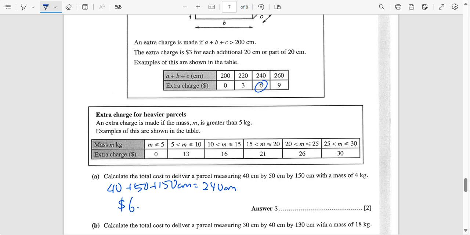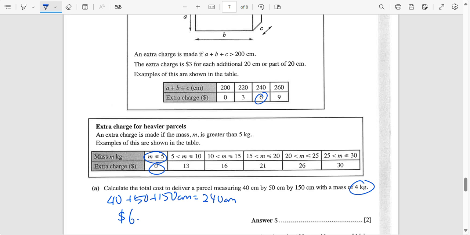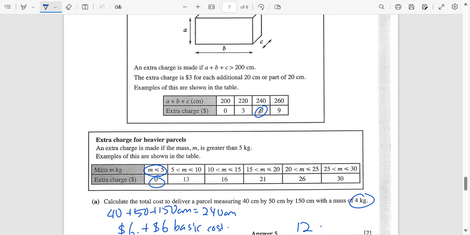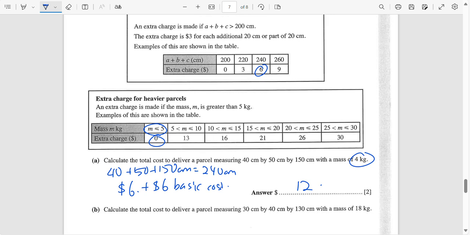And it is 4 kg. So 4 kg is no extra charge because your mass is less than 5. So you need to plus the $6 basic cost. So total is $12 because there's a basic cost of $6 and there's additional cost of $6. So in total it's $12.